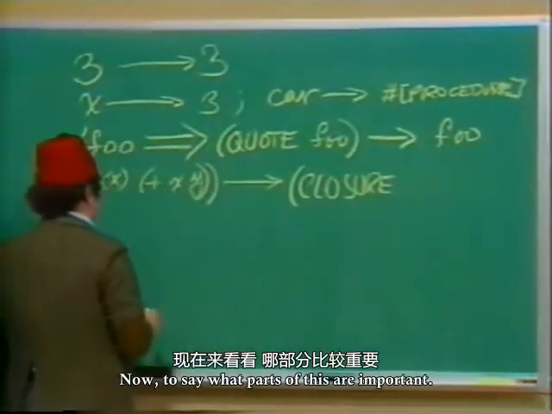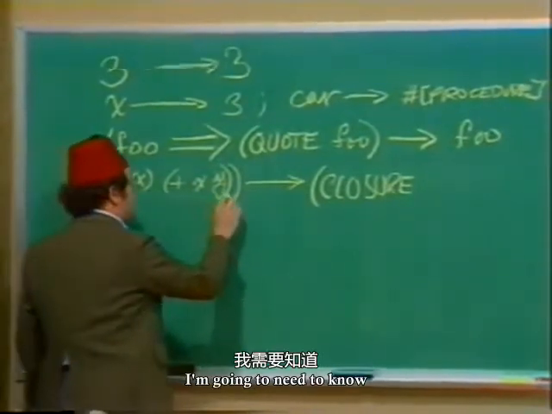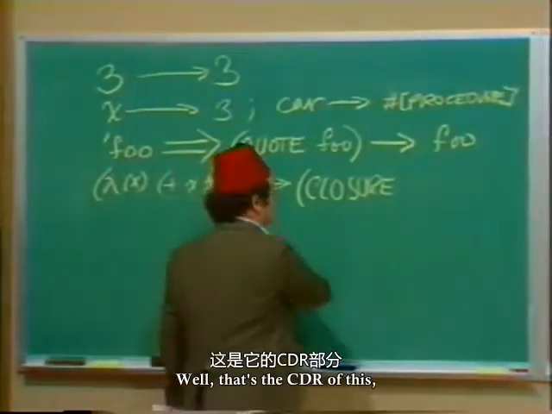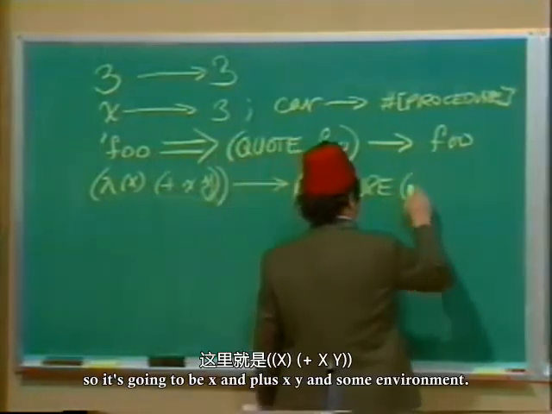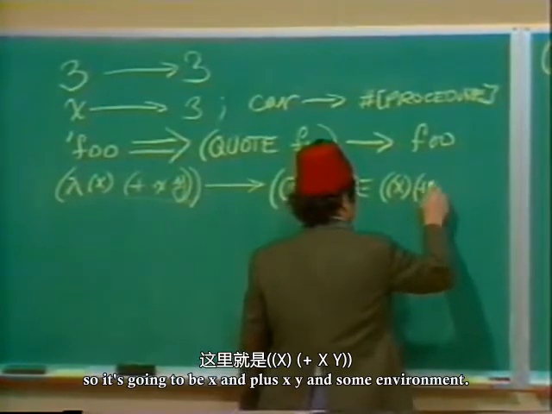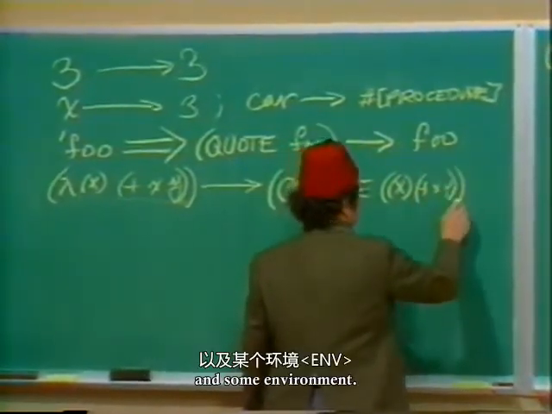Now I have to say what parts of this are important. I'm going to need to know the bound variable list and the body. Well, that's the cdr of this. So that's going to be x and plus xy and some environment.